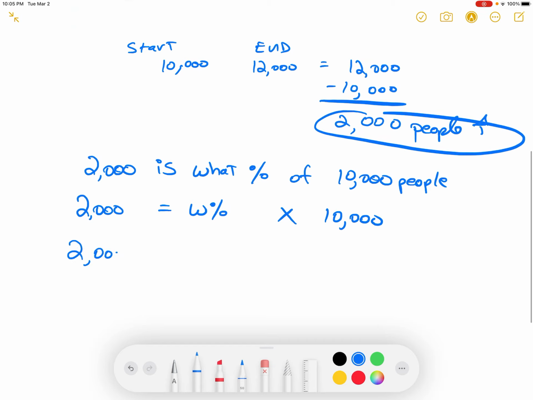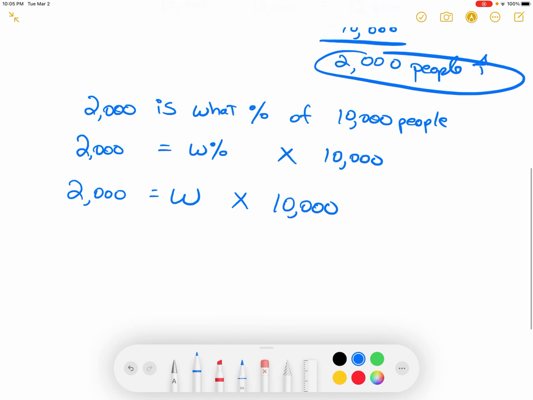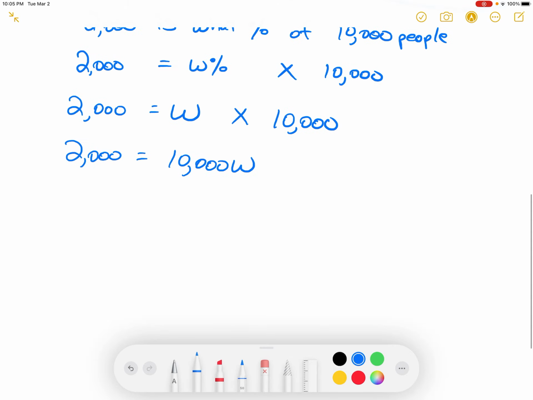Let's clean this up a bit. We're looking for the percent, so let's put a W for the percent we're looking for, times 10,000. Let's consolidate this. So it's 2,000 is 10,000 times W, right? And how do I find out what W is? Since this is multiplication, the way to get rid of multiplication is division. Divide 10,000 on one side, divide 10,000 on the other side. This cancels out. We get W by itself, which is the percent we're looking for.